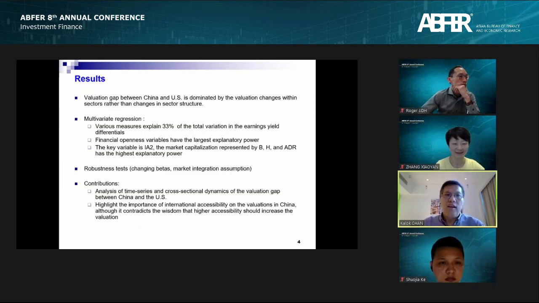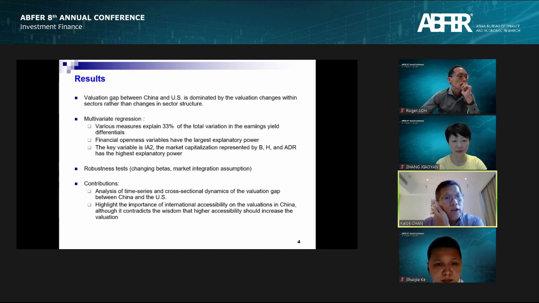So anyhow, these are the results. They find that the valuation gap between China and US is not driven by sector structure change, but rather by valuation changes within the sectors. Overall, these explanatory variables can account for 33% of total variation in the earnings yield differentials. Financial openness variables have the largest explanatory power. And among them, the key variable is IA2, which is the market cap ratio represented by the B shares, H shares, and ADR.